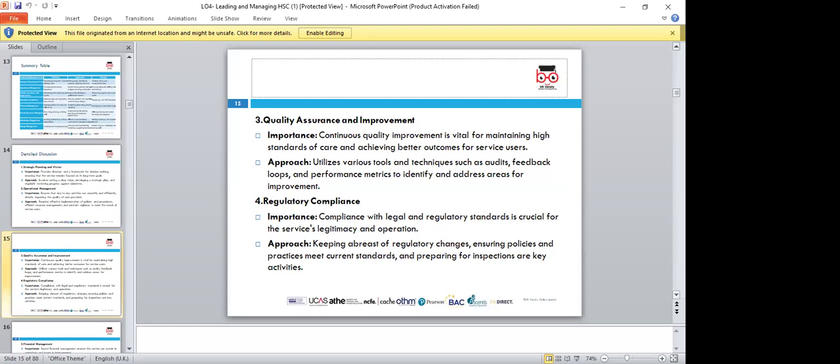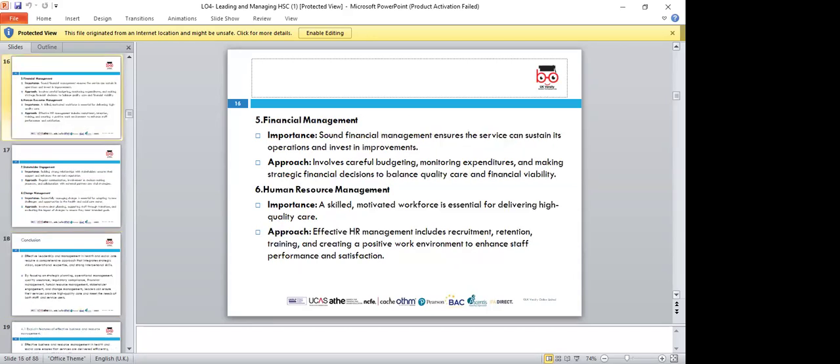The approach is to utilize various tools and techniques such as audits, feedback loops and other performance metrics to identify and address those areas of improvement. But regulatory compliance, as we have always said, could be the CQC compliances, it may be the legal framework compliances, it may be the local authority compliances and all that. So these are compliances that we have to adhere to, getting ourselves abreast with all the changes as required before any inspection is made.